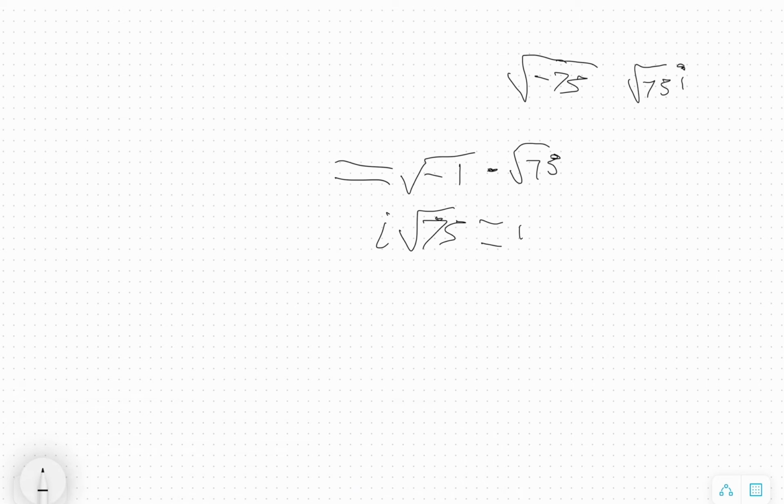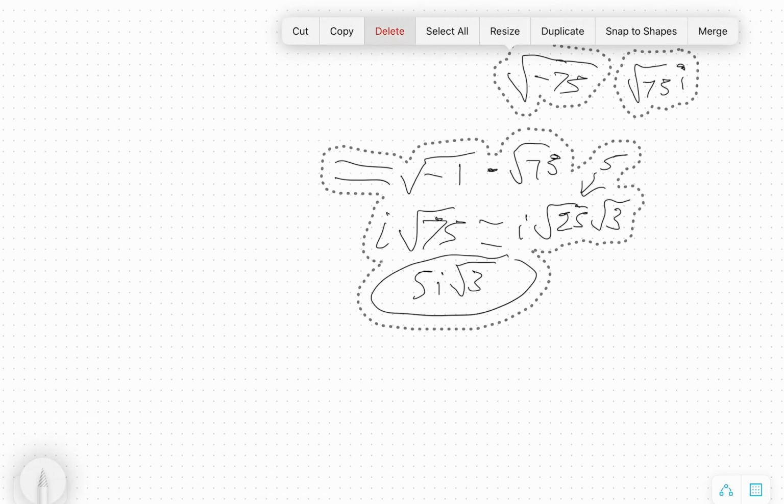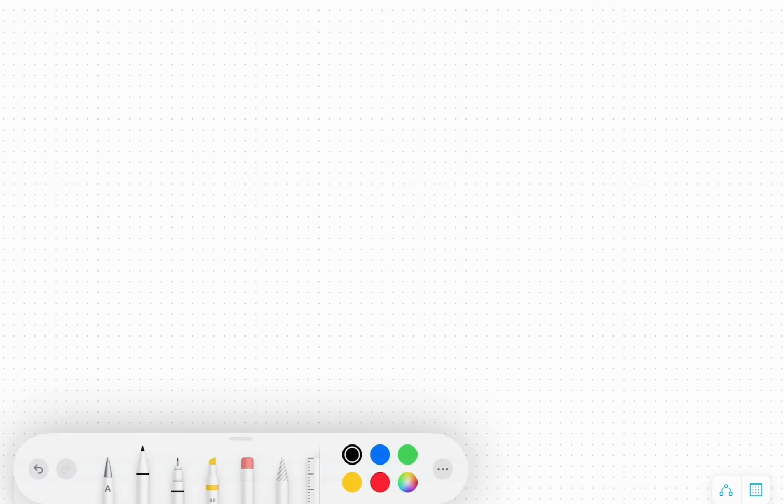But we can simplify I times the square root of 75 more. So this equals I times the square root of 25 times the square root of 3. And then after this, there's no imaginary nonsense going on with the problem. It's just regular old simplifying square roots. The square root of 25 is 5. And 5 times I is 5i. And we still have the square root of 3 there. That's the answer.